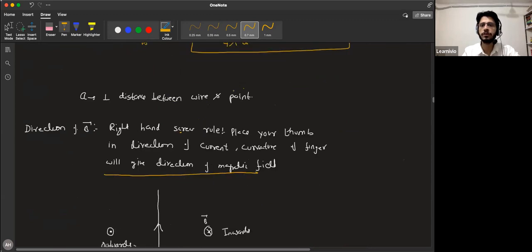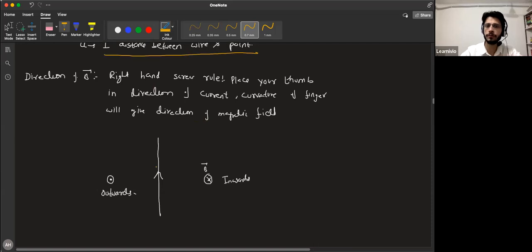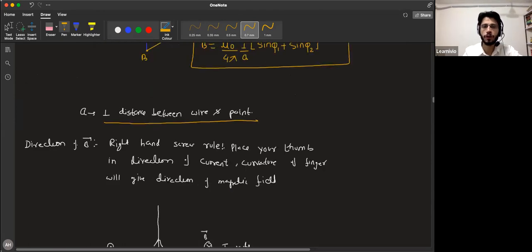So for direction, we will again use the right hand thumb rule. We place the thumb in the direction of current. The curvature of the fingers will give the direction of the magnetic field. Here, the curvature is going outwards. Here, the curvature is going inwards. So the magnetic field is outwards here and the magnetic field is inwards there. Note it down.